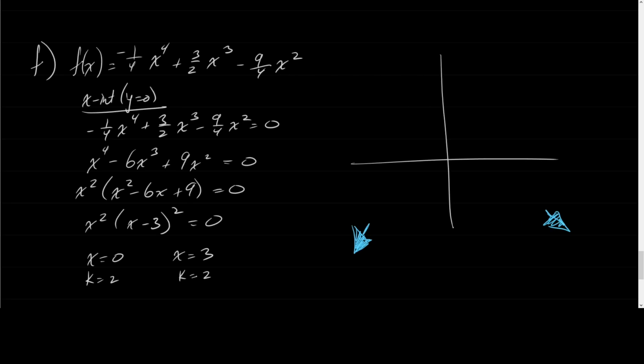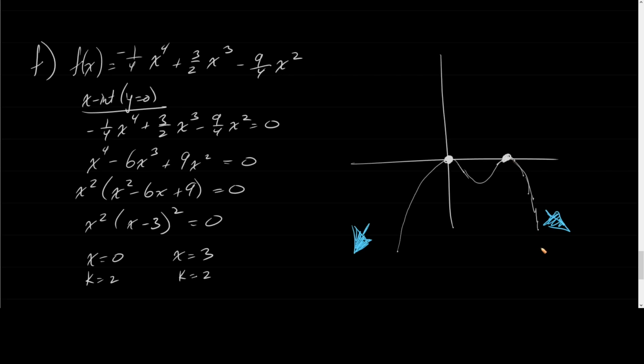So let's see, what else do we know? We know we have zeros at 0 as well as at 3, right? And they both have even multiplicity, so they must both bounce. So it starts on here somewhere, hits this, it bounces, and it has to hit this again, so it's got to turn somewhere, bounce again, and go back down to this. And there you go. That is just a general look of that graph.